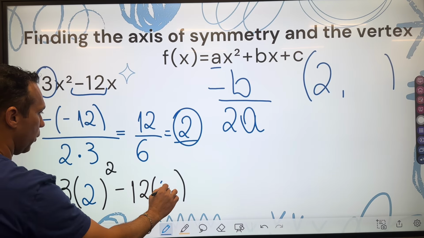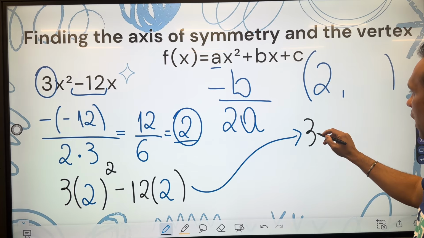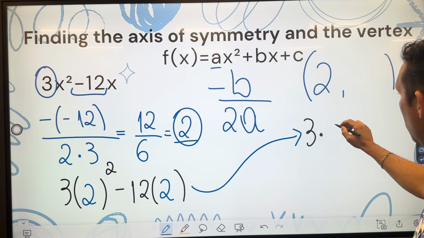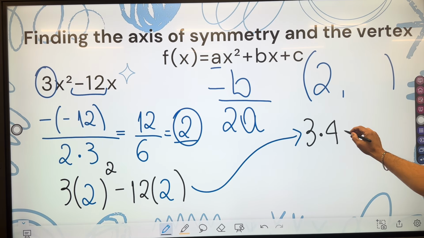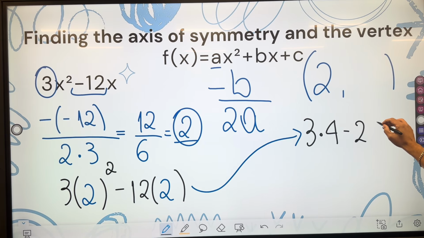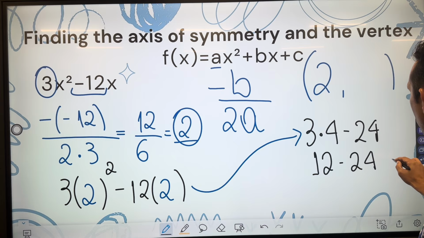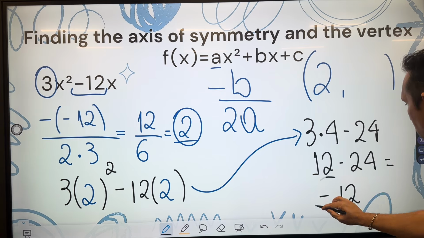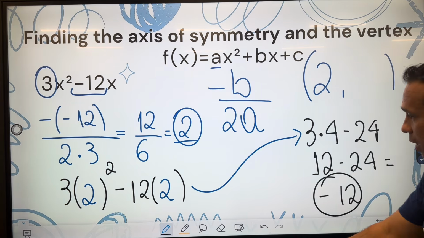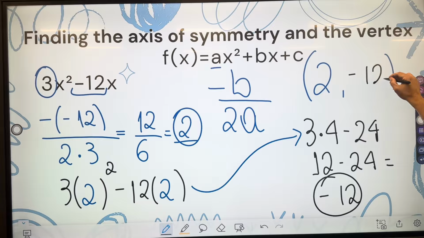So we come and we can solve that. 3 times, this is a step-by-step, you don't need to do that. 2 to the power 2 is 4. So multiplying that, we'll get negative 24. This is 12 minus 24. That gave us negative 12. So that's the vertex, 2 and negative 12.